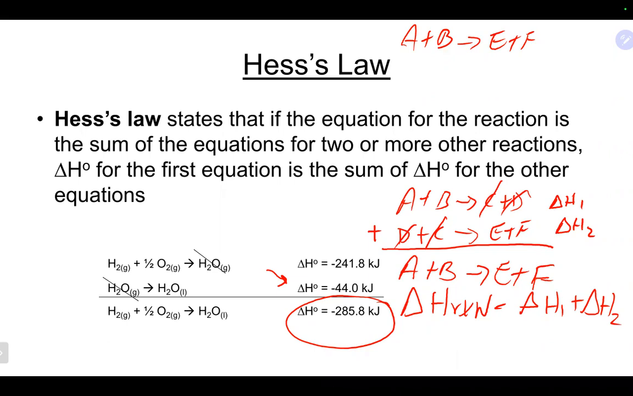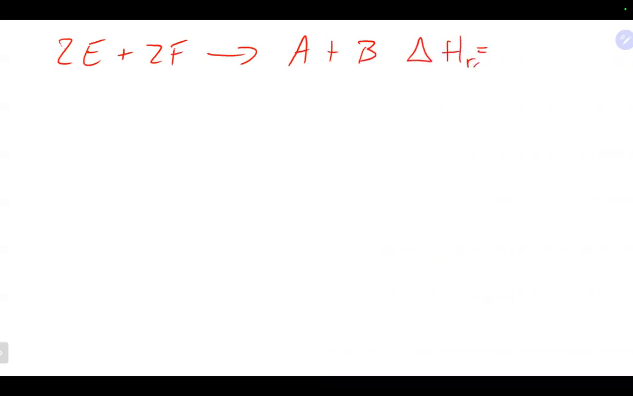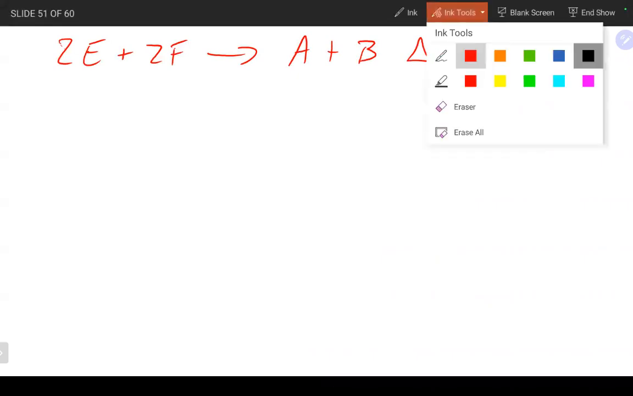So in this particular case, we really didn't have to adjust any of the equations. They were set up exactly the way we wanted them. But there are going to be situations where you will have to adjust the equations and keep track of what you're doing. So for example, let's say we did have something like 2E plus 2F goes to A plus B, and we wanted to figure out the delta H of this reaction. And we wanted to do this using two equations.